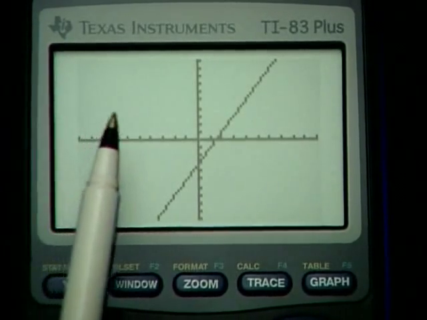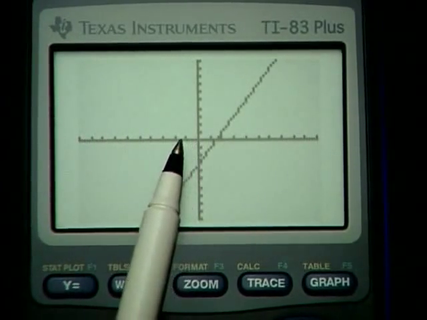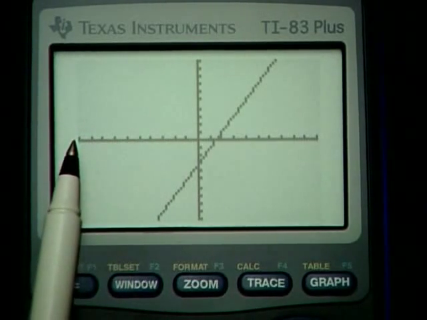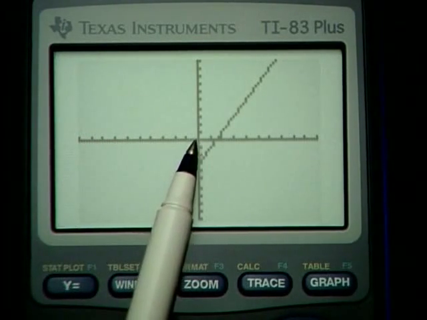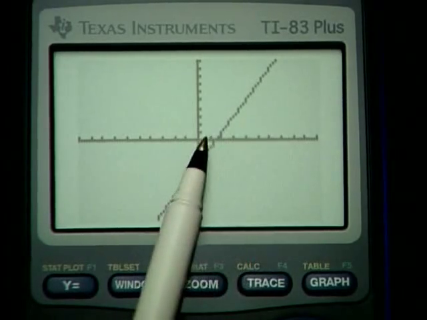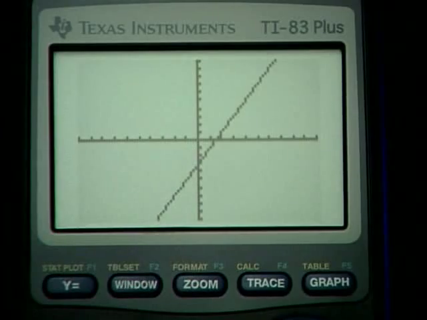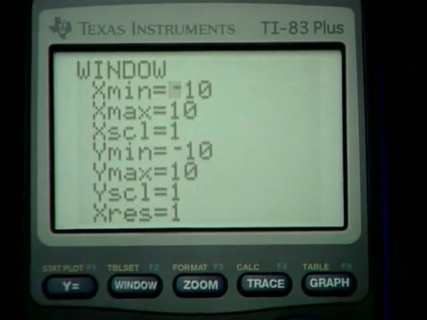Now, notice that the tick marks here, I have 1, 2, 3, 4, 5, 6, 7, 8, 9, 10 to the left of the y-axis. And I have 10 to the right, and I have 10 above and 10 below. Well, that's because of the window settings that we have right here. So we can redesignate that if we want to.